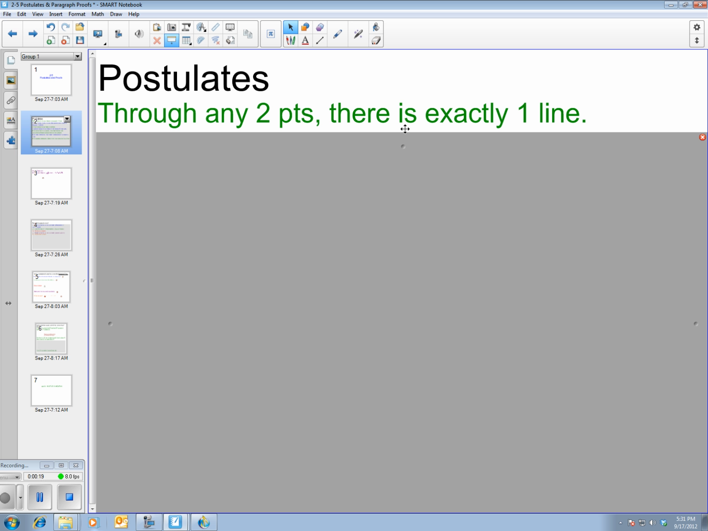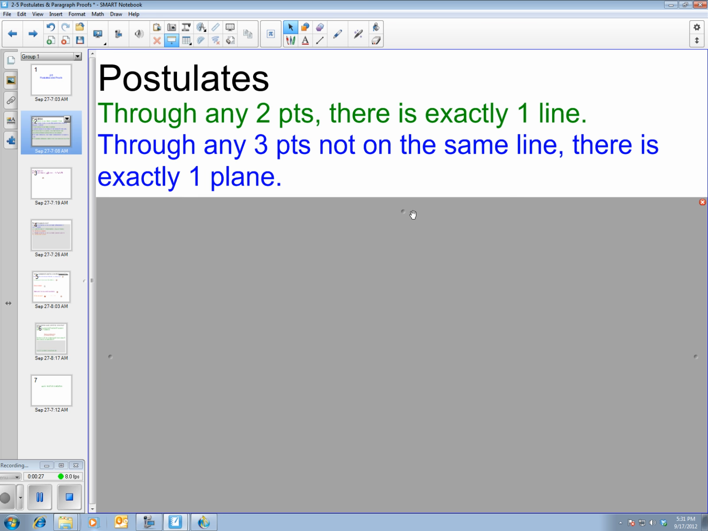Through any 2 points, there exists exactly one line. If we draw 2 dots, we can connect them with a line. Through any 3 points, not on the same line, there is exactly one plane. This is what I've referred to in class as the wobbly chair. The 3-legged chair never seems to wobble. They always lie in a plane.